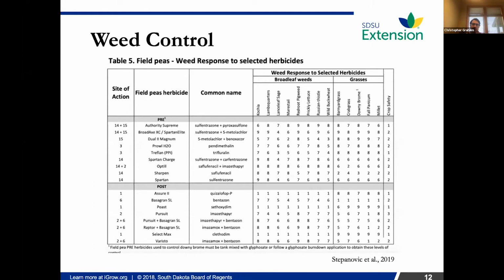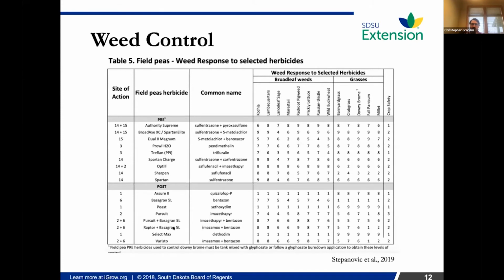We use a fair bit of this Broadaxe Spartan Elite, which we're pretty happy with. But Sharpen is another one that's big. Valor is not on this list. Valor is one that is very popular, especially for a fall applied application. And then if you look down here at these post emerge, there's a few that even do have some broadleaf action.